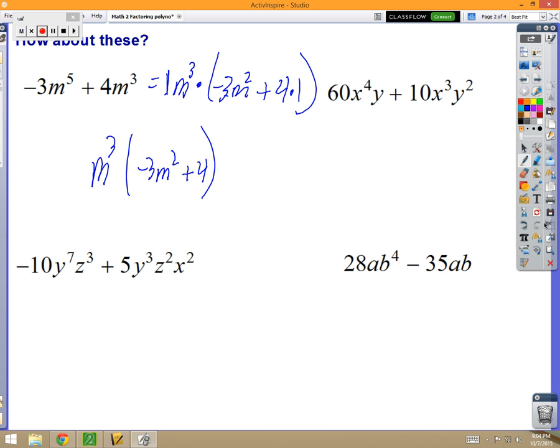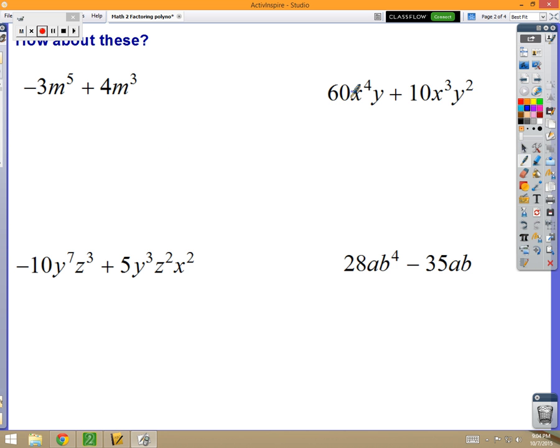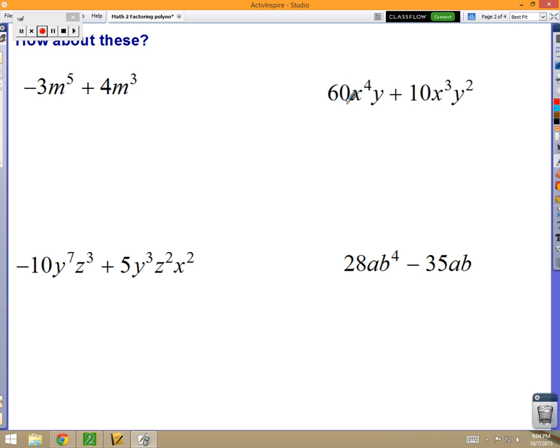Okay, the next one. So if we've got 60 and 10, I can divide them both by 2, I can divide them both by 5. I want to divide them both by the greatest amount possible. I can divide them both by 10. So I'm going to divide both those by 10.